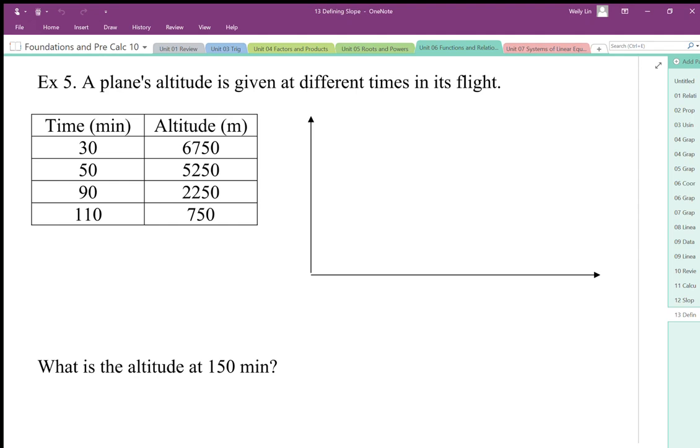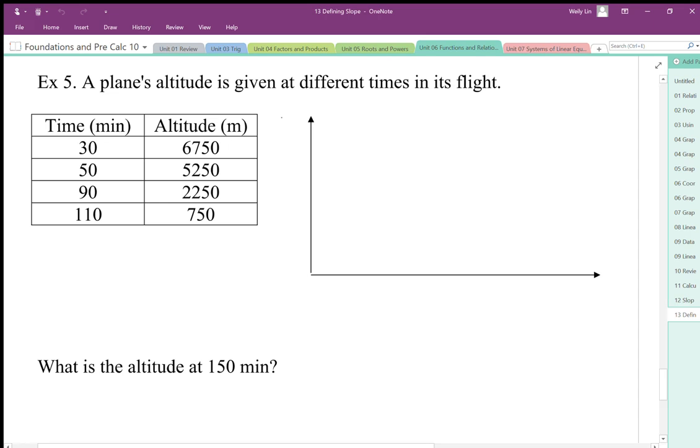In this relationship, we're relating a plane's altitude, that's our dependent variable, versus the time it's flying. It looks like at 30 minutes into the flight, it's at 6,750 meters, and at 50 minutes it's gone down, so it's slowly descending, losing altitude. Okay, so we can graph this.